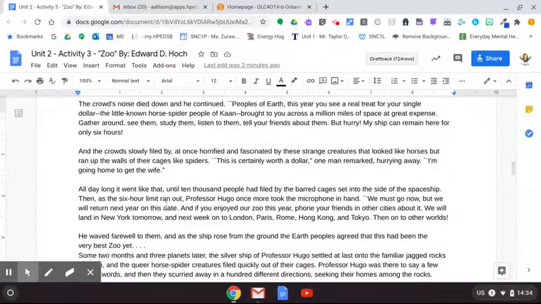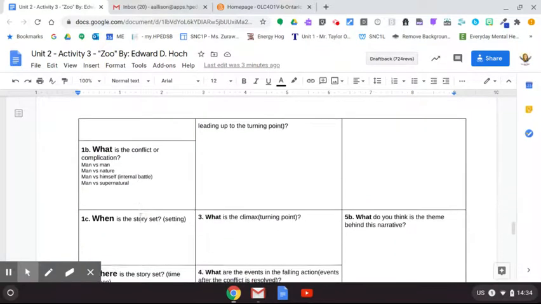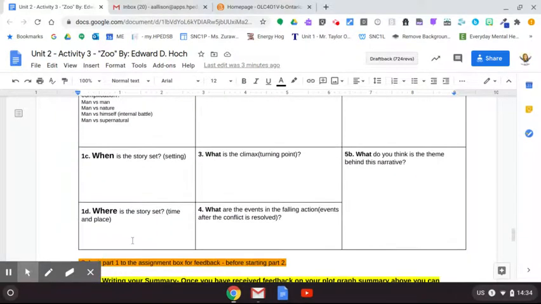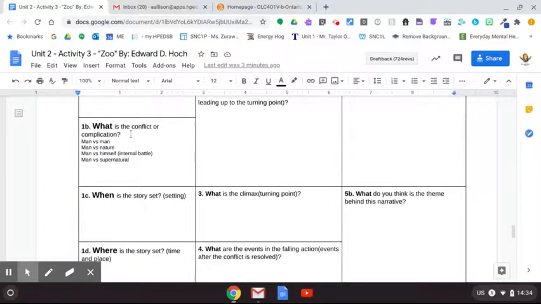So we're just going to pause there. If we scroll back down, we've got quite a bit of information for the beginning of our story. We should be able to fill in at least the start of the setting. Some of this will change. Our conflict: so what's the complication here? What's going on in this story?